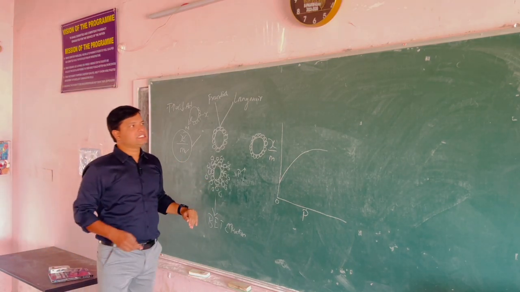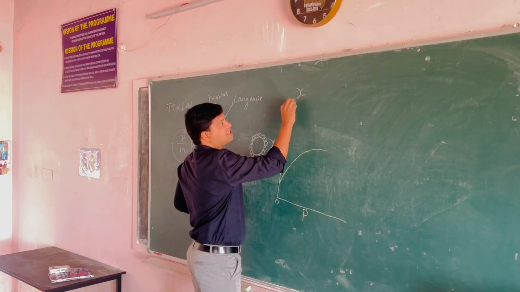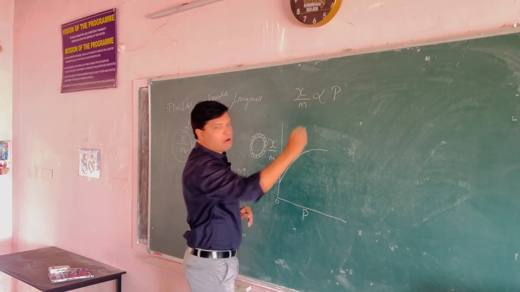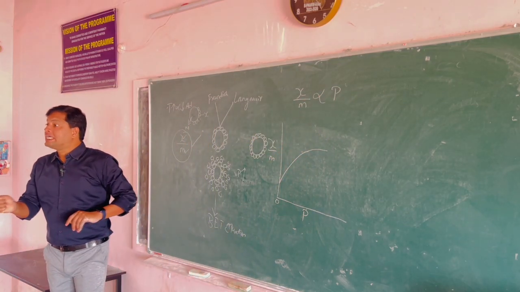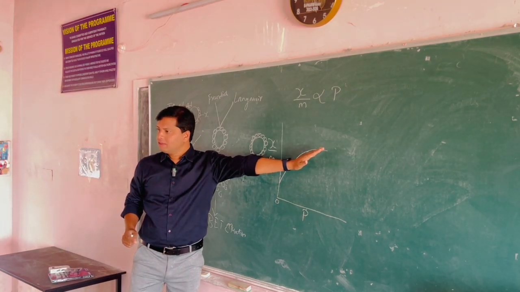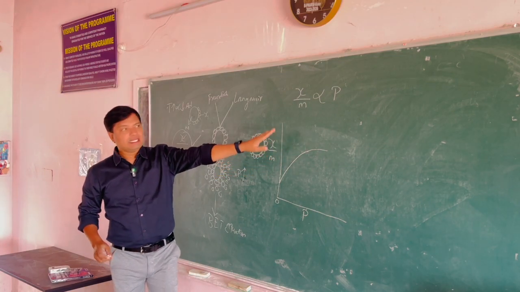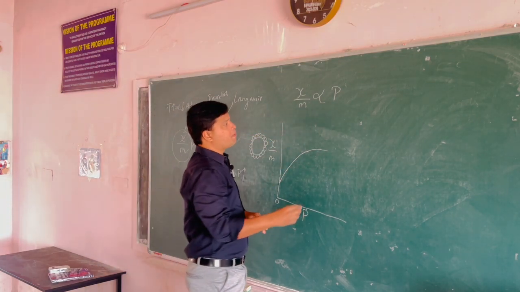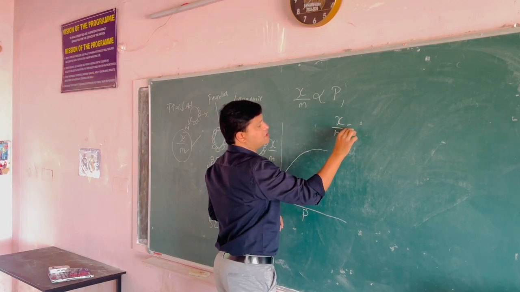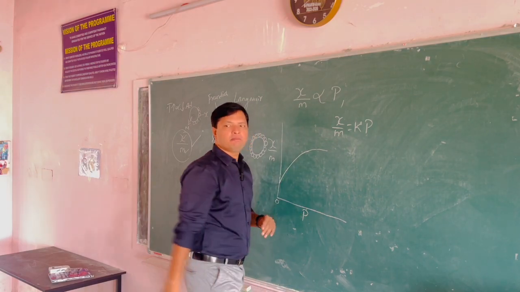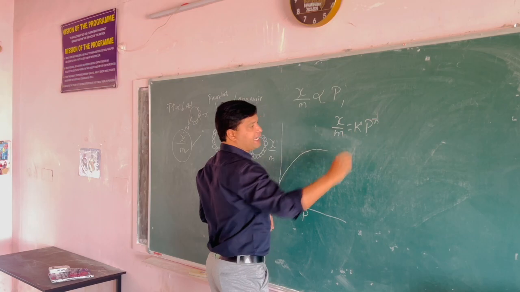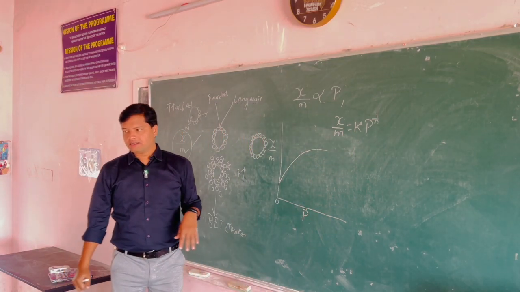What Freundlich says is that the amount of gas adsorbed per unit mass of adsorbent is directly proportional to pressure. Now we create the equation. Because pressure is increasing, gas adsorbed is also increasing, so it is directly proportional to pressure. Remove the proportionality sign; what will you keep here? A constant, so x by m is equal to K p. There is another constant to be kept, the power 1 by n. n is also a constant.